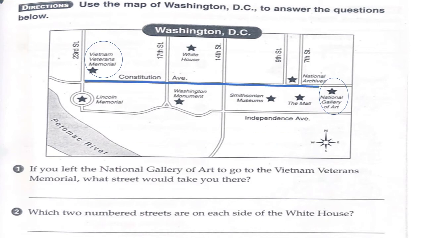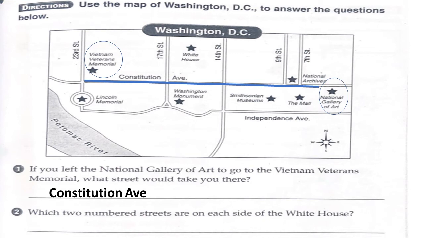So if I do that, or at least pretend to do that, you can see that that's Constitution Avenue. So the answer is, which word am I going to take? I'm going to take Constitution Avenue. Well done. Now let's try the next one.